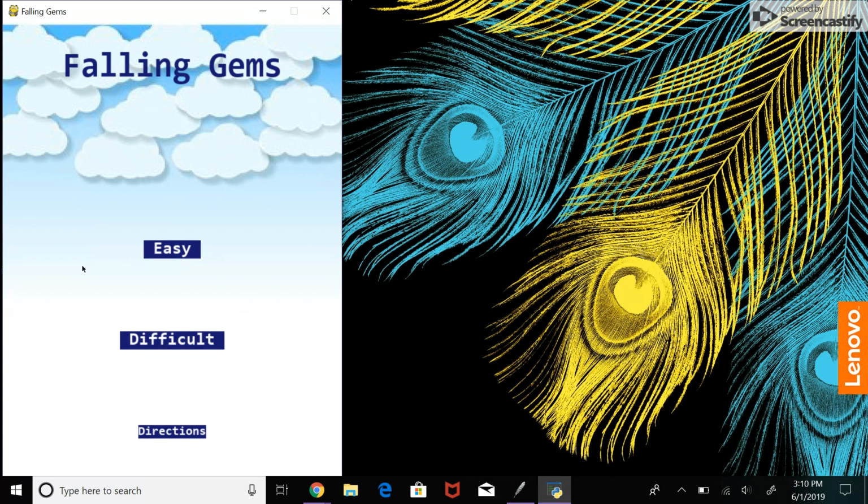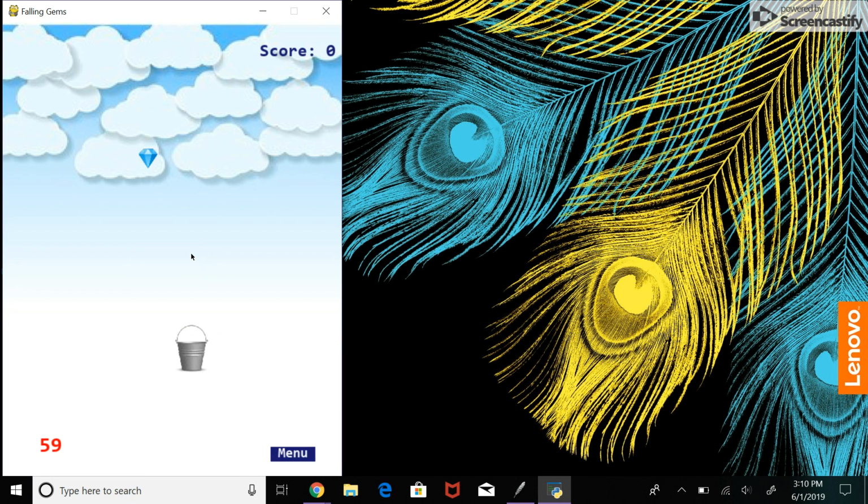There are two levels in this game, the easy level and the difficult level. The main difference between both of them is that with the easy level, the gems are falling from the top of the screen at a slower pace than they are with the difficult level. We're going to start by playing the easy level.